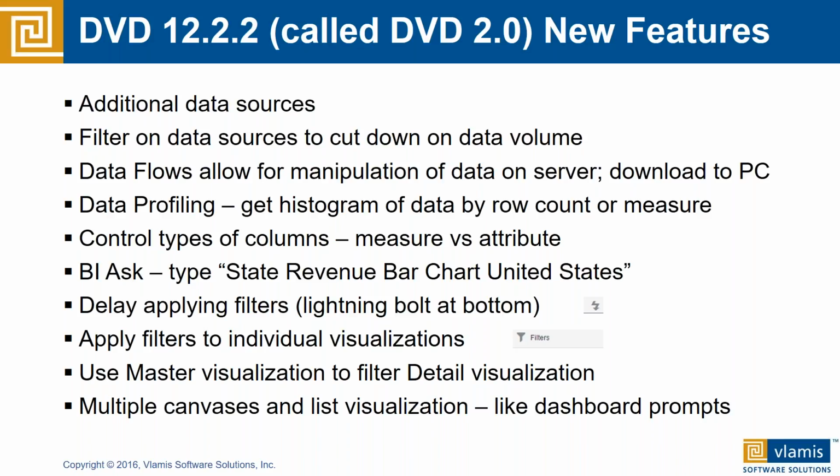Data profiling allows you to get histograms of the data by either row count or some measure, and you'll see some of this coming from really similar visualizations from the Big Data Discovery tool. This ability to get a sense of the data before you actually get into the analysis is kind of exciting to see in this tool. We can also control the types of columns, whether they're measure versus attribute. That's new in this release as well. And a BI Ask capability, and Arthur will show that. All this we're going to be demoing in just a bit.